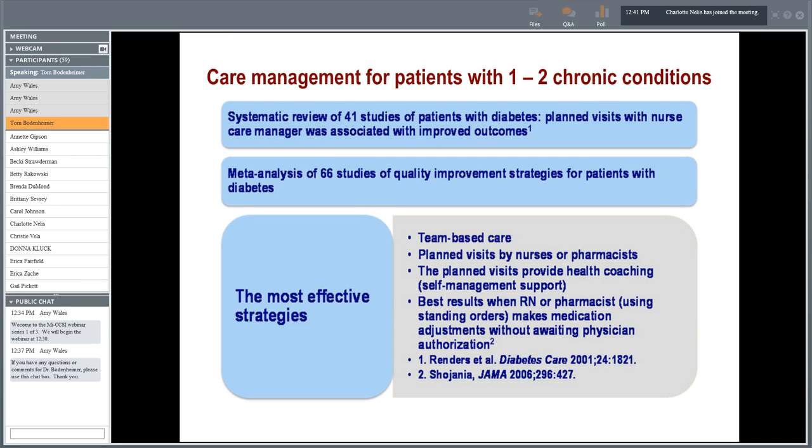So if you look at some research, there was a systematic review done of 41 studies of patients with diabetes, and they did planned visits with a nurse care manager, and this was associated with improved outcomes. Now, planned visits are a really important part of care management and care of people with complex illnesses, because if someone comes in to a physician or a nurse practitioner or a physician assistant visit, the average visit takes about 19 to 20 minutes. That's based on national data.